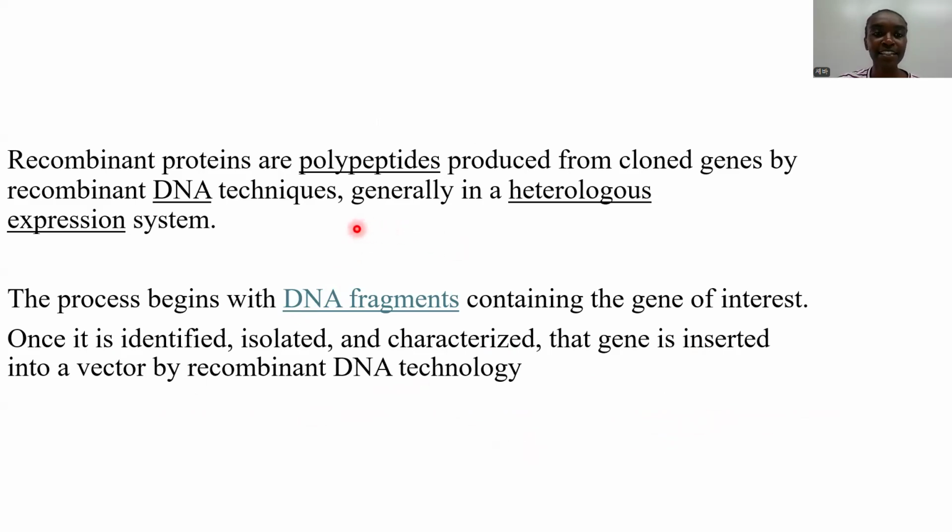It can be defined as a polypeptide that is usually produced by cloning genes through recombinant DNA techniques. Generally, a heterologous expression system is used, meaning that the gene of interest is inserted into a foreign host that naturally does not produce the protein or encode for it. So the process usually begins with isolating the gene of interest, that is the DNA fragments. Once it's identified, it's isolated and then characterized. And once it's optimized, it can be inserted into a vector through recombinant DNA technology.